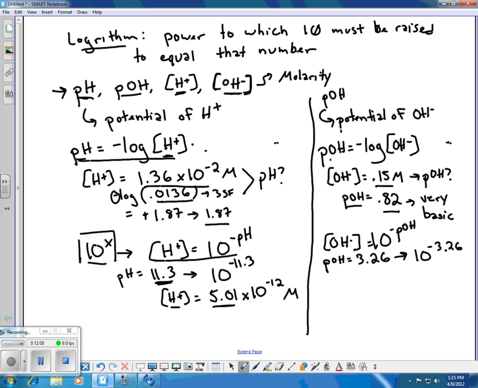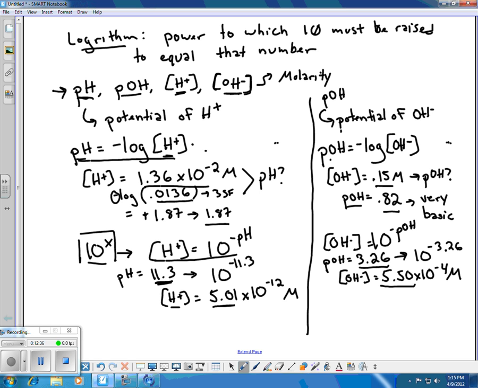And we get a value where our hydroxide concentration equals 5.50 times 10 to the negative 4th. And again, 5.50 has 3 significant figures because 3.26 has 3 significant figures. And then we'll stick a molarity there on the end. So these are how these numbers are related.